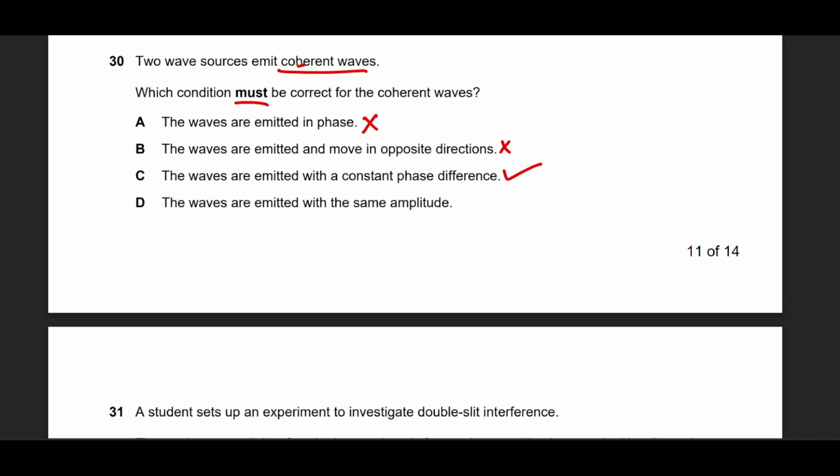The waves are emitted with the same amplitude. No, this is not a necessary condition. So C is the best answer. Coherence means constant phase difference, right? Or no phase difference at all.